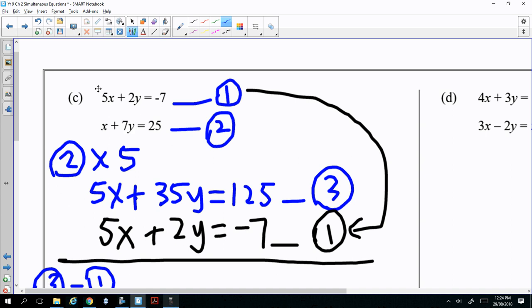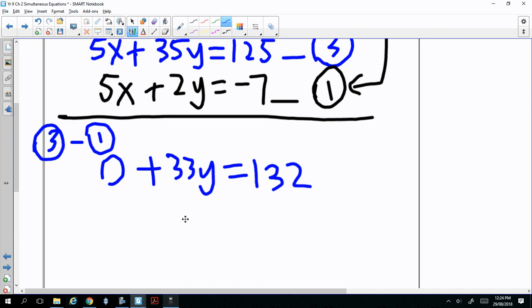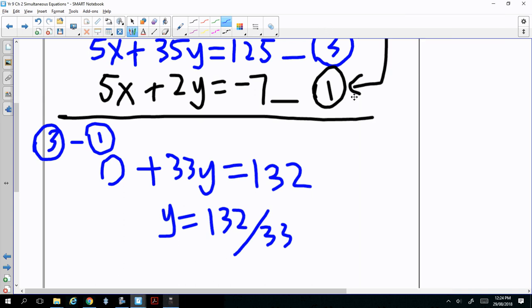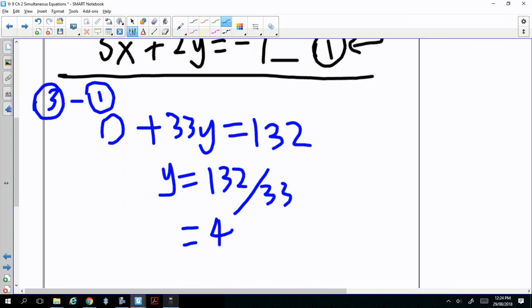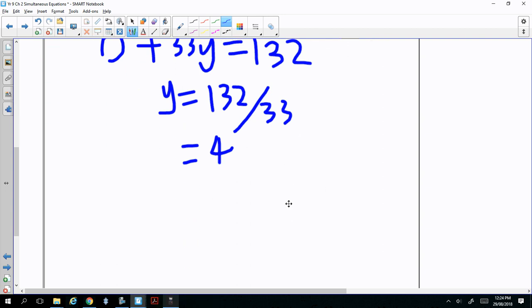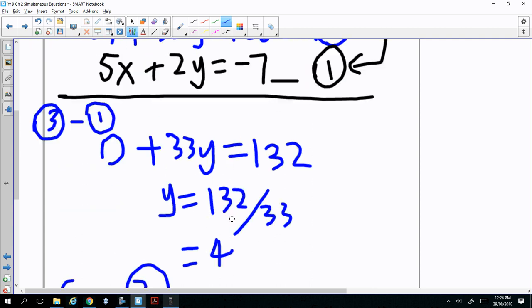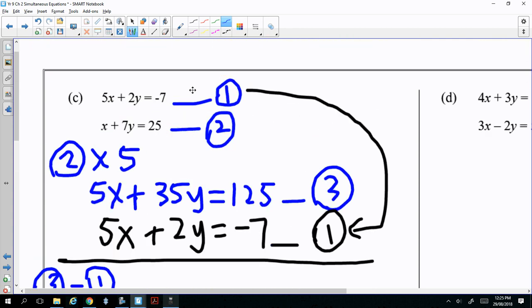Okay, now how do I work out 132 divided by 33? What's that equal to? 4. Y is equal to 4. How do I find x now? You go back to either 1 or 2. You can use 3 or 2, but 3 comes from 1 anyway, so you can just use 1. You can use 3, but the numbers are bigger, so it's better to use 2.